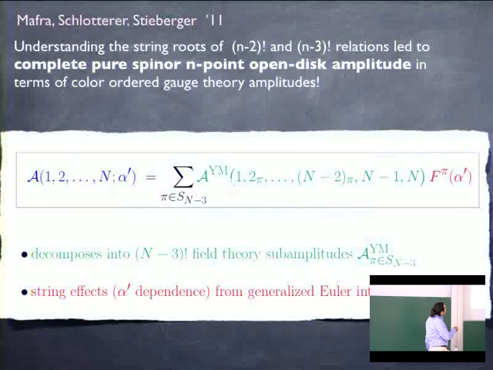Understanding the string roots of the n-2 factorial and n-3 factorial relations led to a complete pure spinor n-point open disk amplitude in string theory in terms of color-ordered gauge theory amplitudes. So here's a full string theory amplitude. These are gauge theory amplitudes, right? And these are generalized Euler integrals. And so you can talk to all three of the authors over the next 2 days to get more insight. But there's some really beautiful structure happening in here, and they're still investigating.